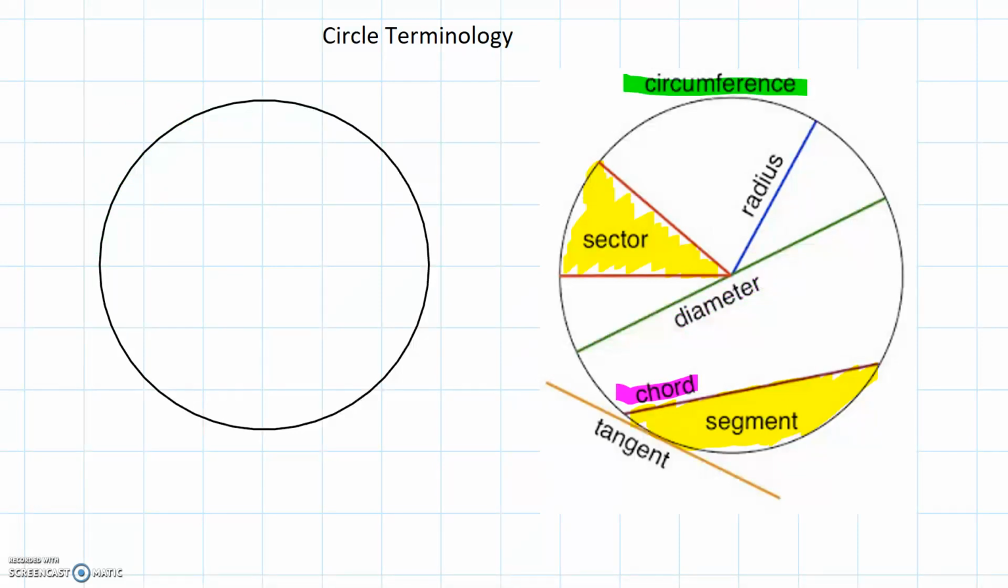Okay, how about a radius? If we draw the centre of my circle there, then a radius has got to be a straight line that goes from the centre to any point on the circumference. So it's really half the diameter. So that would be a radius. That would be a radius. Any of those are radii, radiuses. Okay, let's tidy up again.